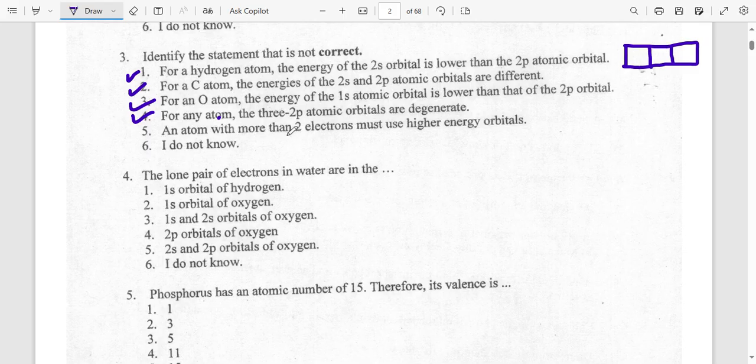An atom with more than 2 electrons must use higher energy orbitals. This is not true. You can even use the lower energy orbitals as long as the electrons can fit in that orbital. So that is the answer there.